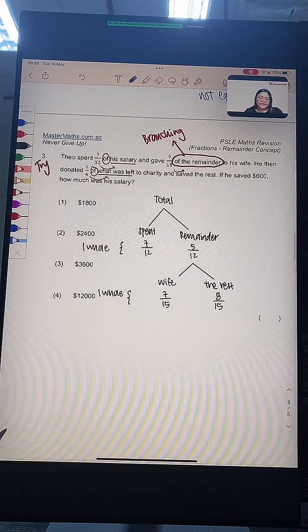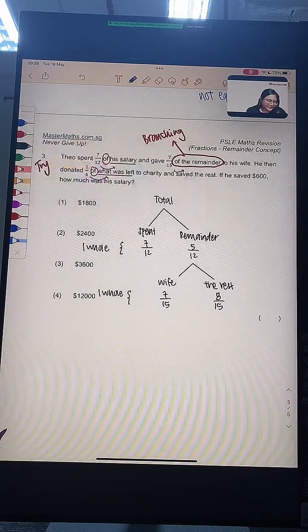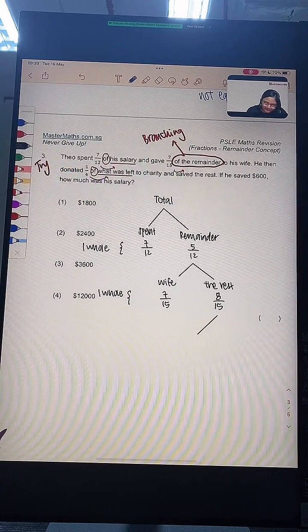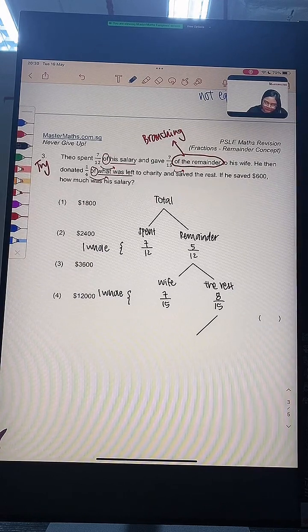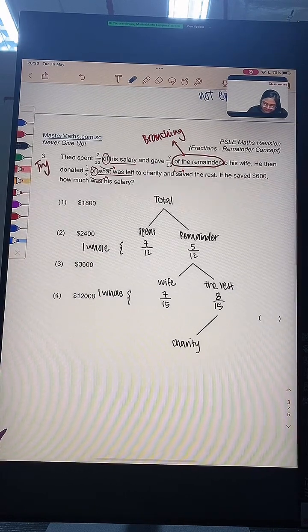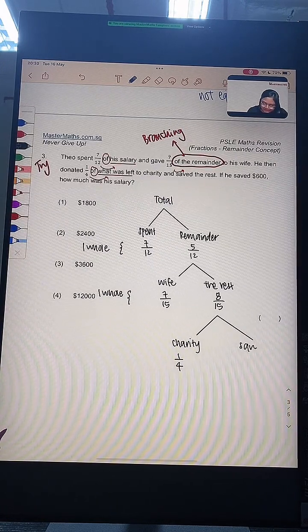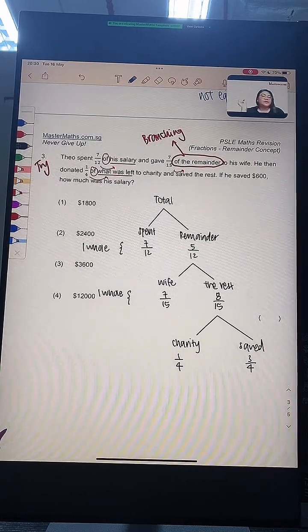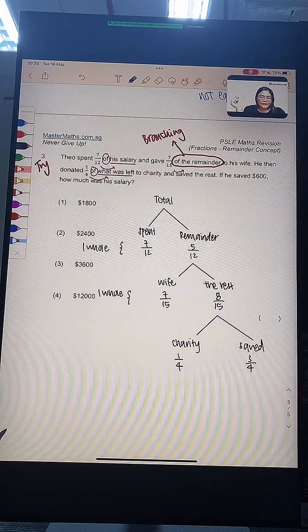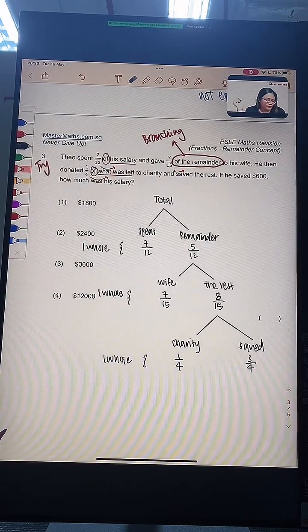Then, after he gave 1/4 of what was left, he saved the rest. Okay, so after he gave 1/4 of what was left to charity, let's write down charity first: 1/4. Then he saved the rest. Whatever remains, he's going to save, and it's going to be 3/4. So this is a 3-layer branch. Again, each layer must add up to 1 whole. Alright?